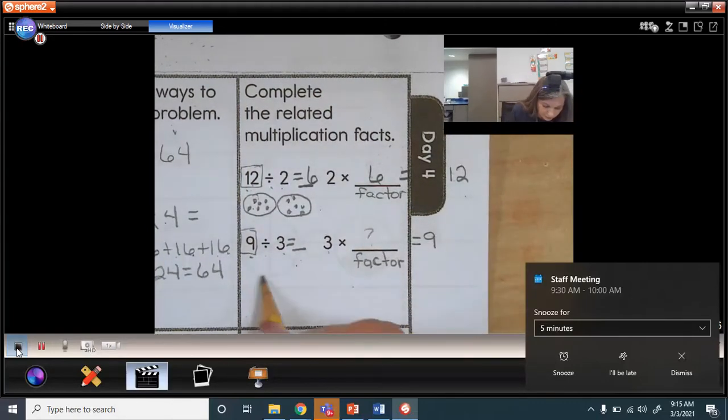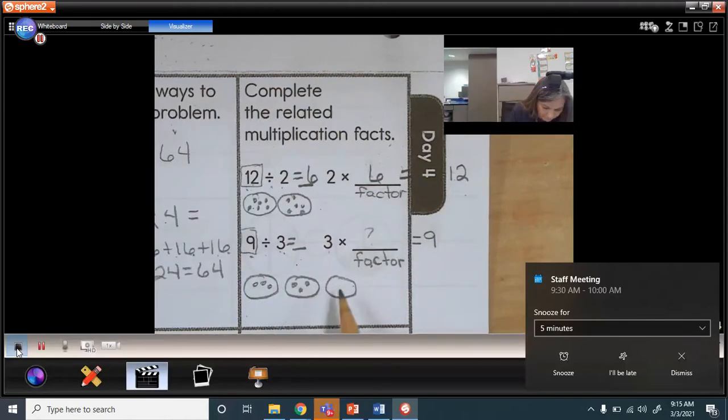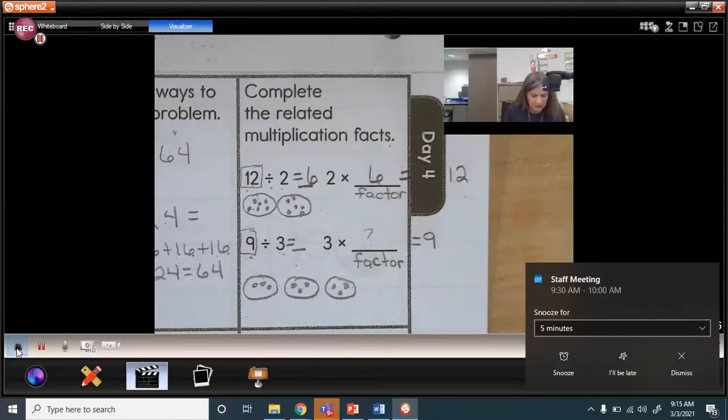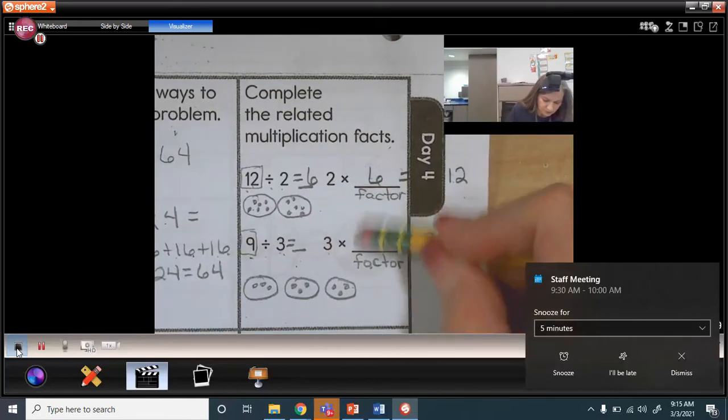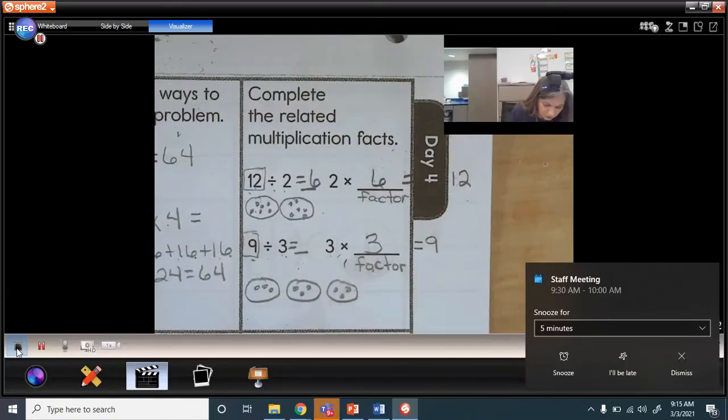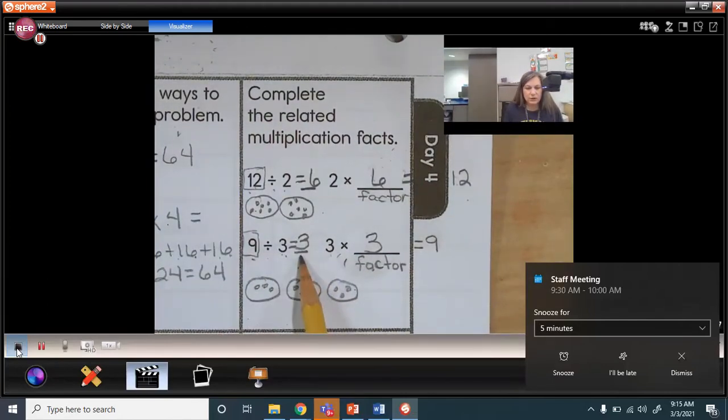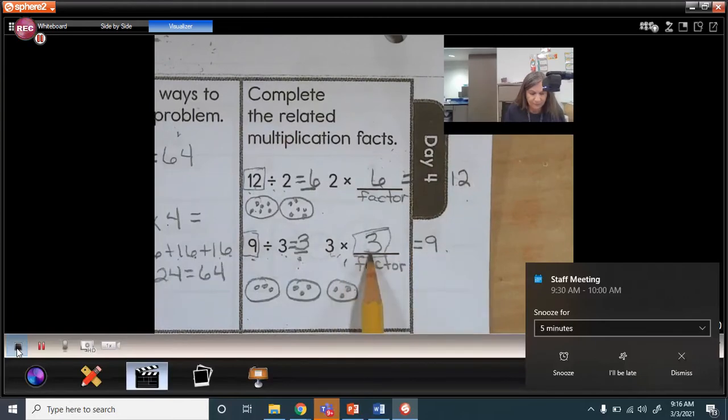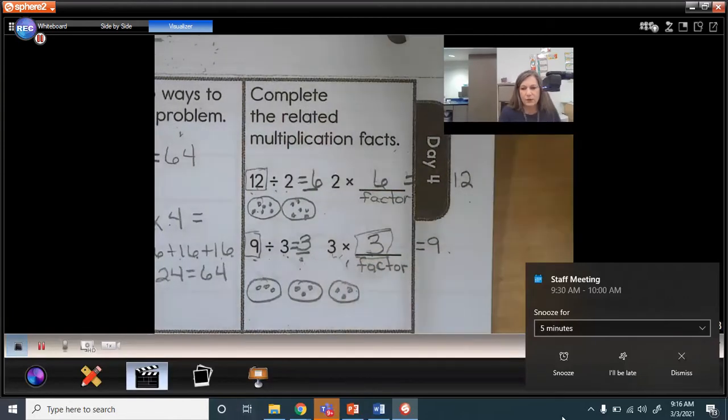So if I have 3 groups, and I put 3 in each group, how many's in each group? 3 objects in each group. So I partitioned into 3 equal groups. There's 3 in each group. I get 9 as my product, but I'm missing my factor here, which is this quotient. So the quotient is one of these 2 factors, okay? My quotient is one of those 2 factors.